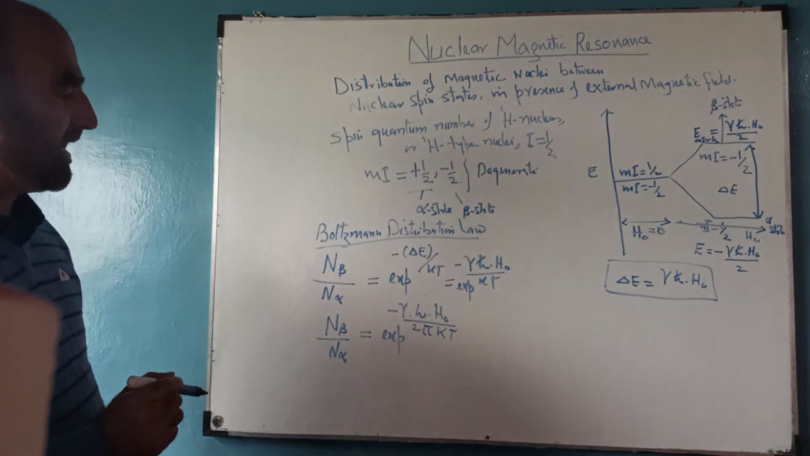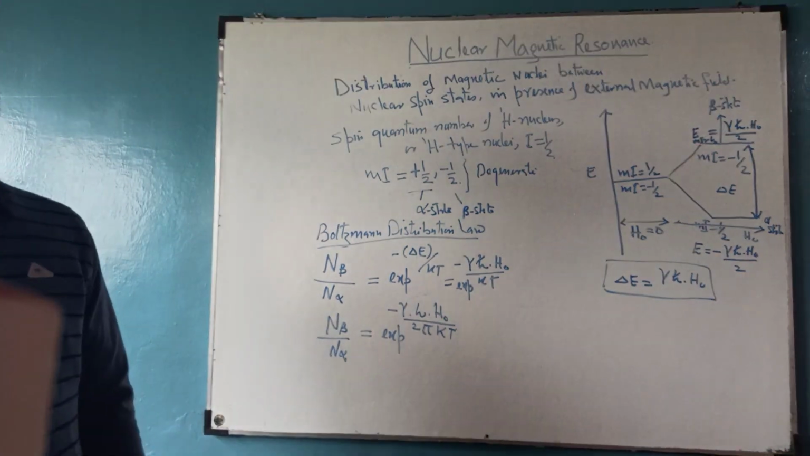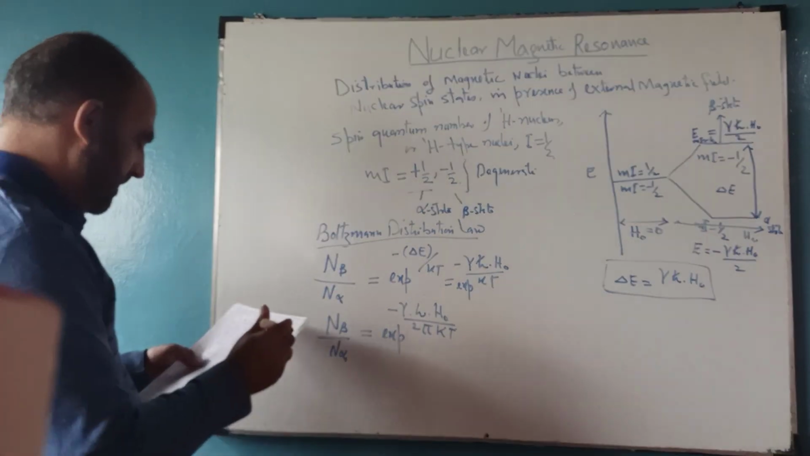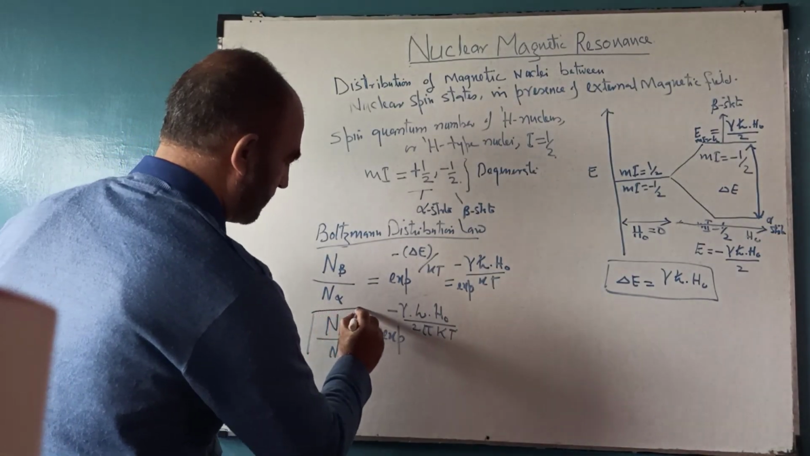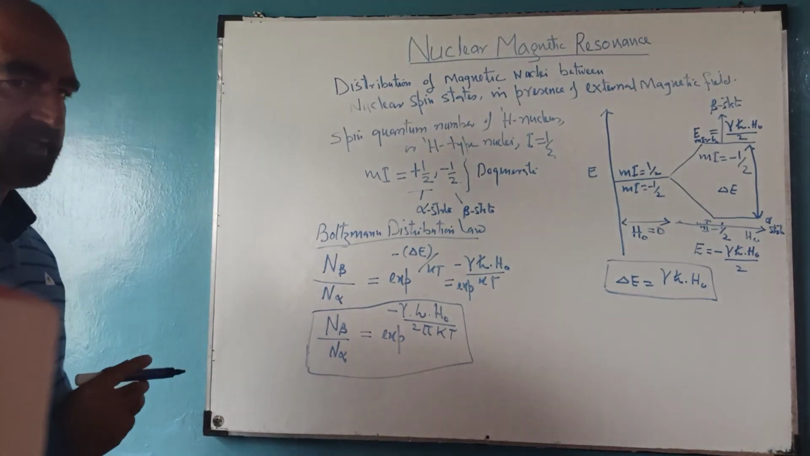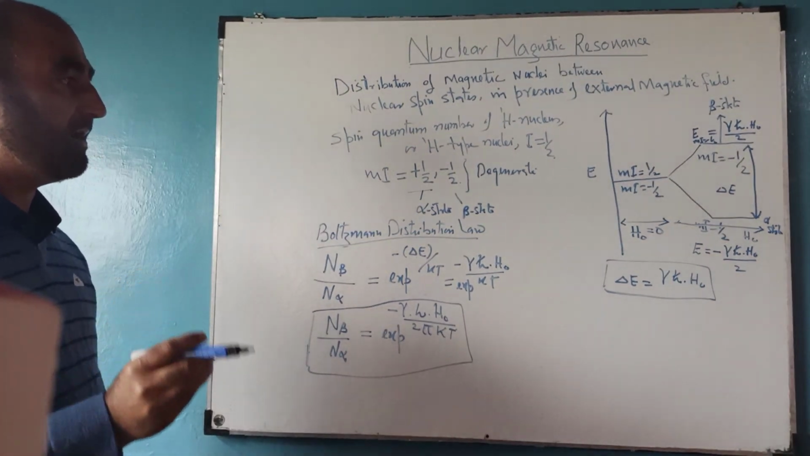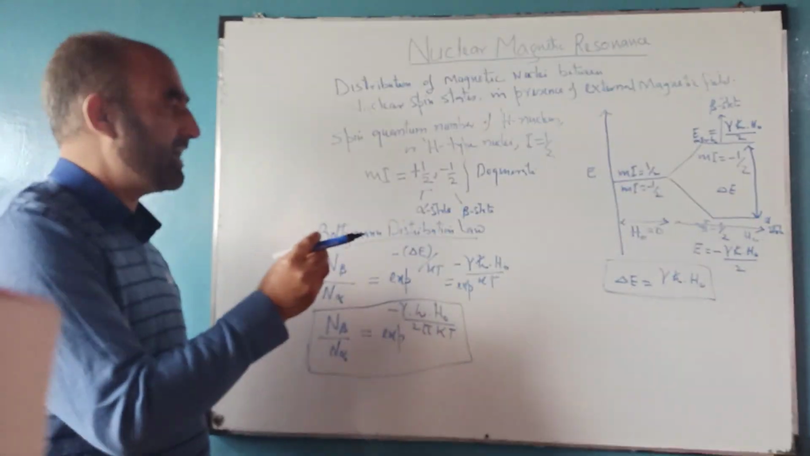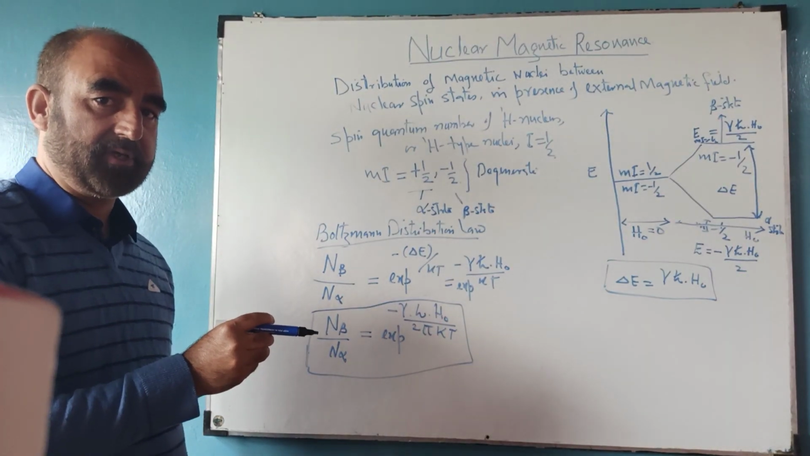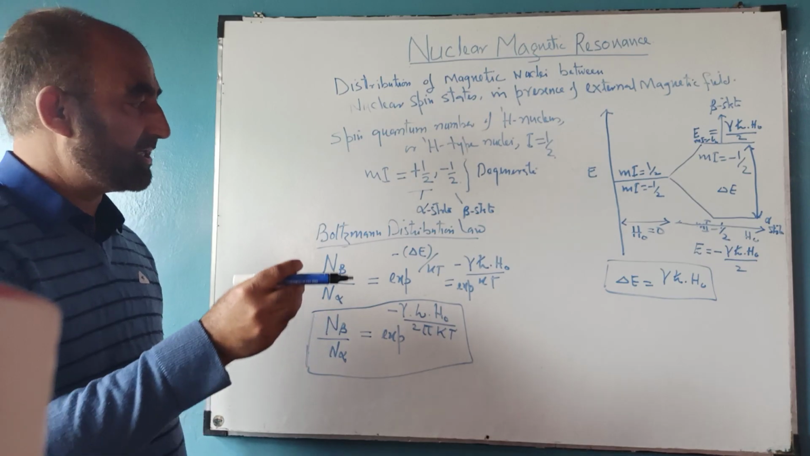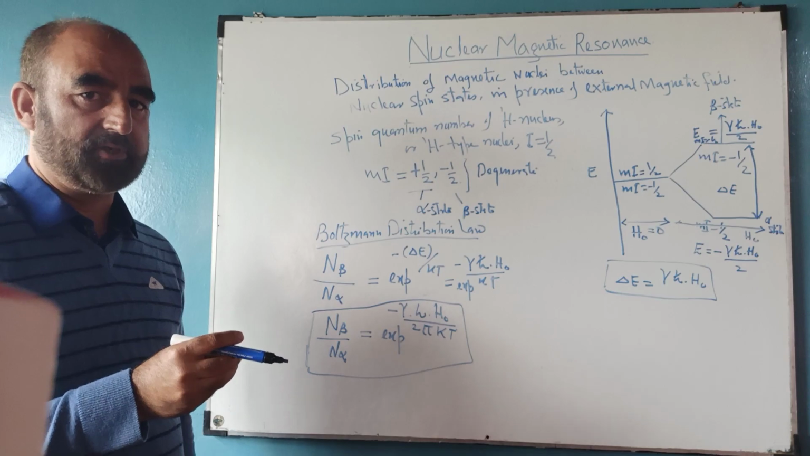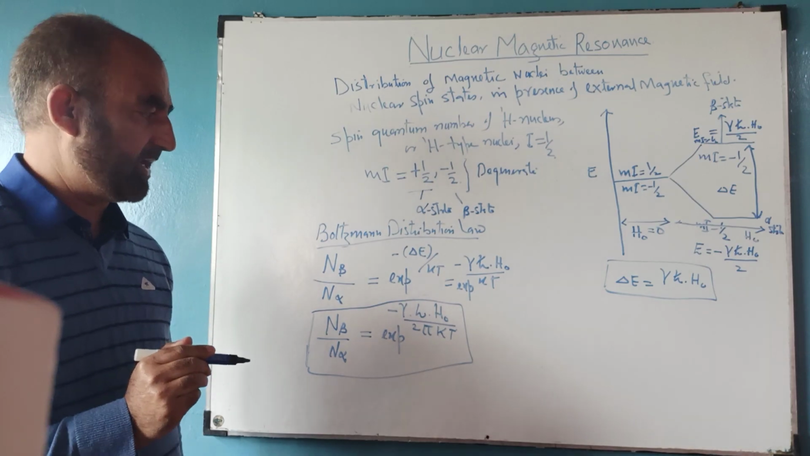So first of all, I write the values of these constants. So this is the expression. Here we can use this expression to determine the relative population of the two nuclear spin states. That means how many particles will have energy corresponding to mi value plus 1 by 2 state, and how many particles in a sample will have the energy corresponding to the state designated by mi value minus 1 by 2 in the presence of an electromagnetic field.